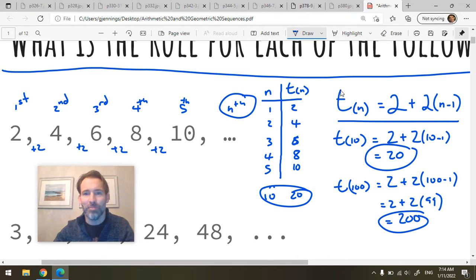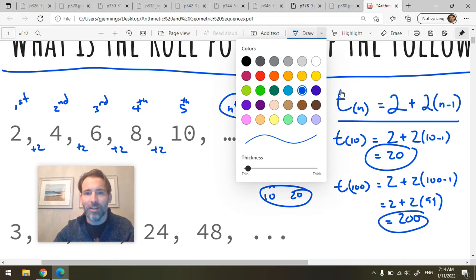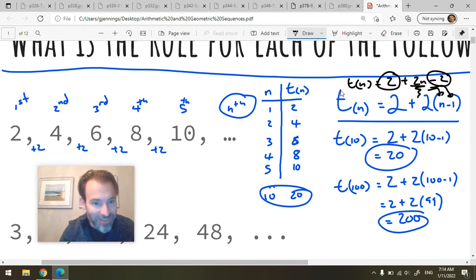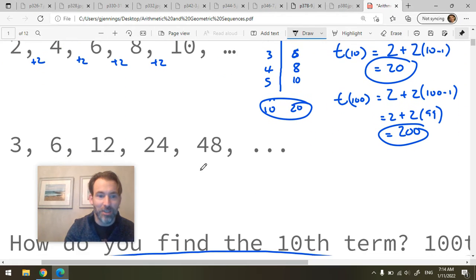Okay, this would simplify here to t_n is equal to 2 plus 2n minus 2 when I expand this in, right? And the minus 2 and the plus 2 cancel, and it's just leaving you with 2n. So that would be fine also. Okay, let's now take a look at this one.